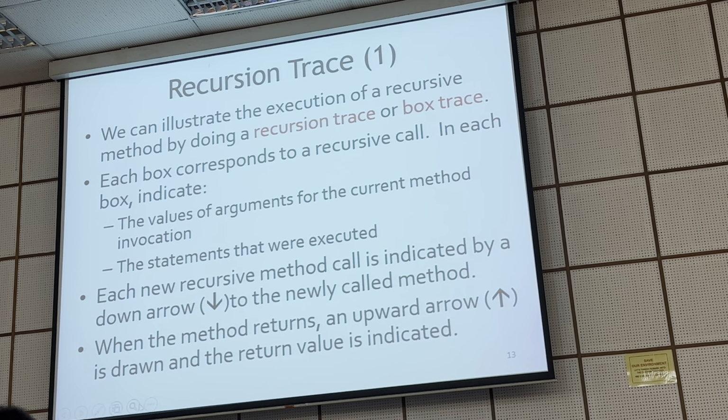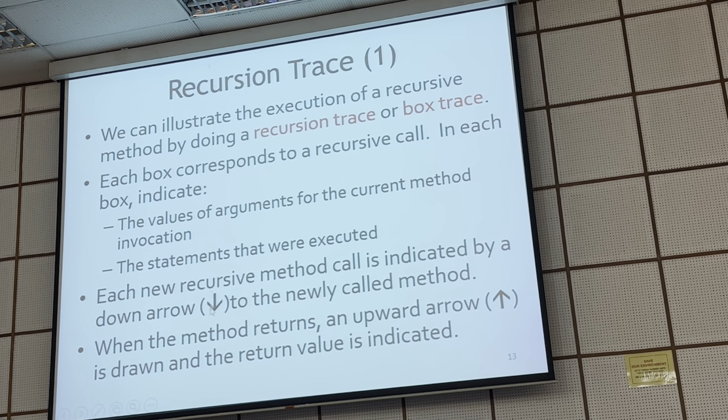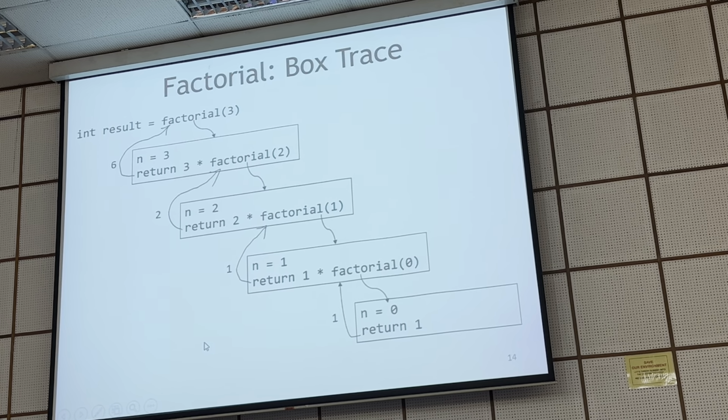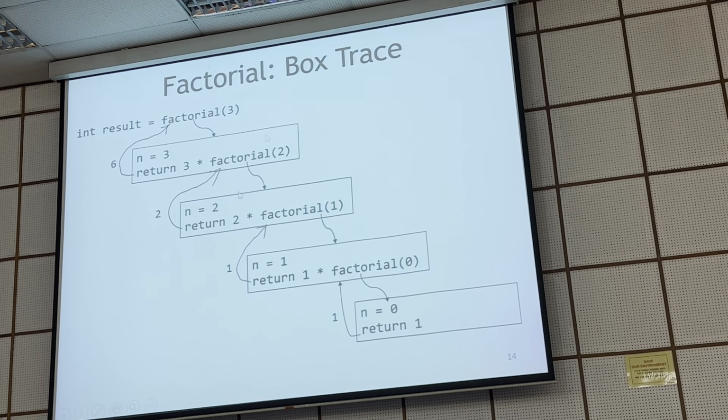We use what we call a recursive trace or box trace. Each box corresponds to a recursive call. In each box, you indicate the value of the argument and also the statements that were executed. You will have an arrow going down when we call the recursive method, and an arrow going up to indicate the return value. So let's take a look at factorial. Suppose we have factorial 3. So your n value is equal to 3. So this is the first box.